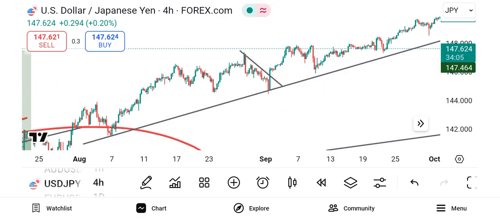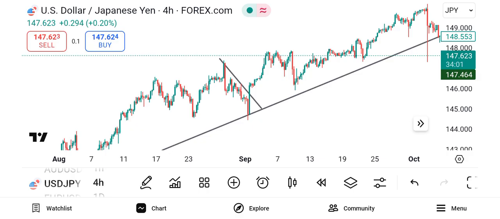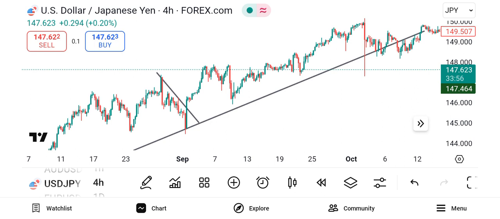Once we have a break of the counter trend line, you can also be buying. All these things I'm teaching you is what I paid for. I paid for all these things I'm teaching you guys, so you can be doing it. You can also go back and do your back test and do the trend line and the counter trend line.